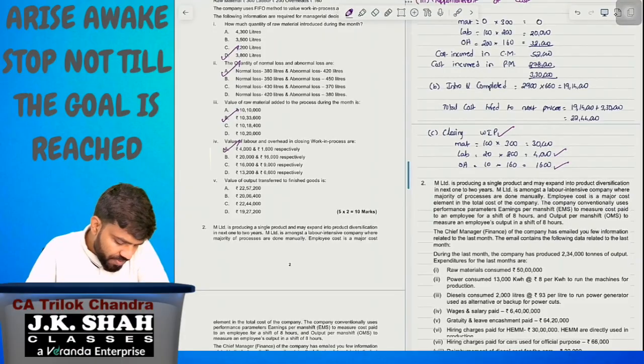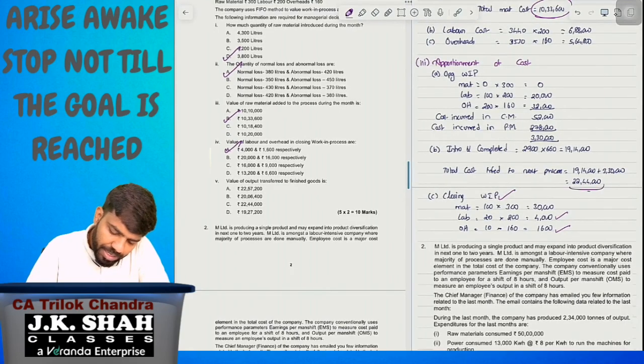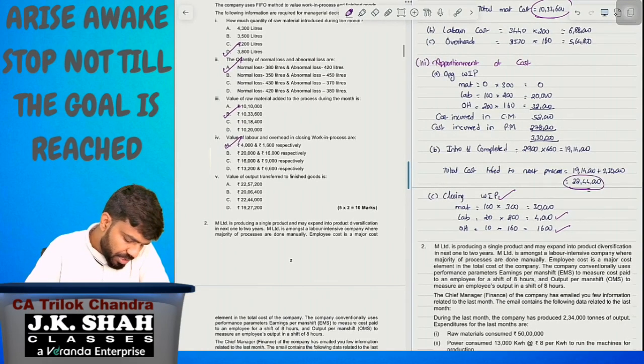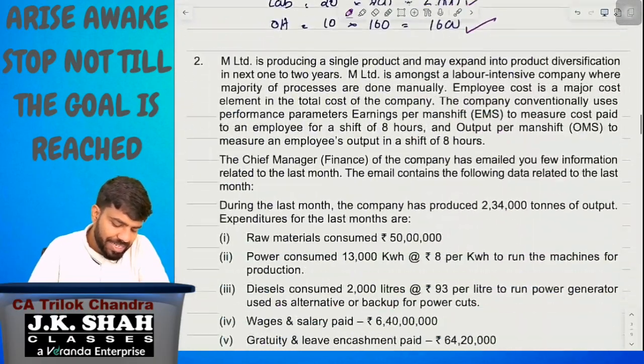Option A. Value of output transferred to finished goods. Total output transferred is 22,44,000. Option C. Done with the first question. Have you understood this? Yeah.